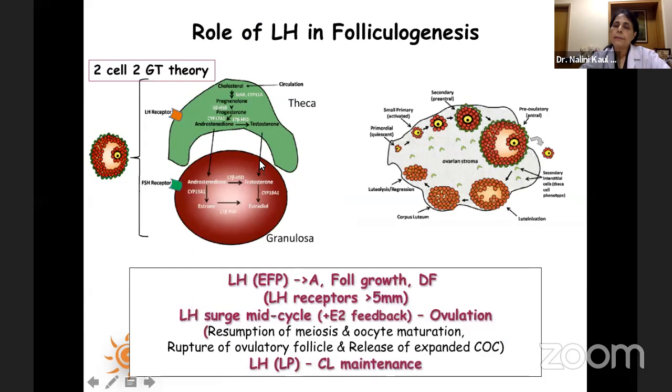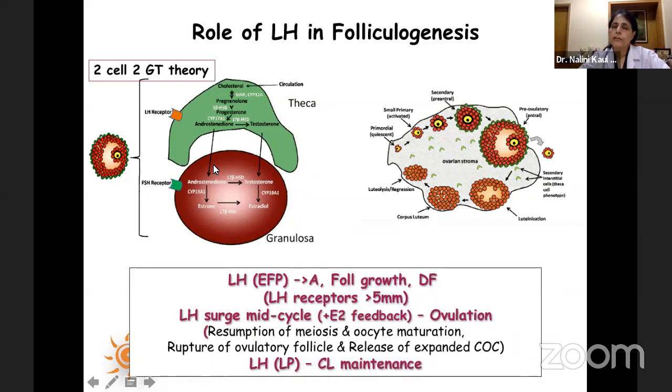Another very important aspect to understand is the role of LH in folliculogenesis. We all know the two-cell two-gonadotrophin theory, and the theca cells have the LH receptors. In the early phase of the cycle, due to the effect of LH, we have conversion of cholesterol into the androgens, androstenedione and testosterone. Now, these filter over to the granulosa cells where they are aromatized into estrone and estradiol. And this entire concept is very important for follicular growth.